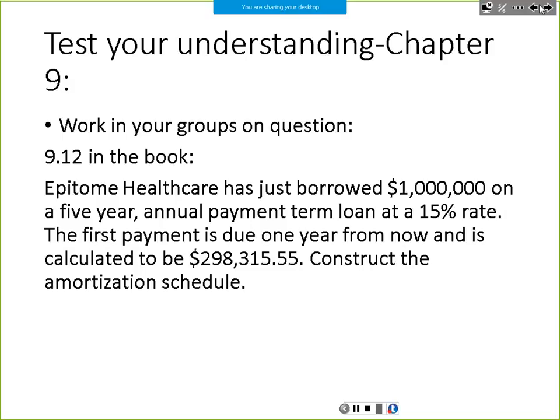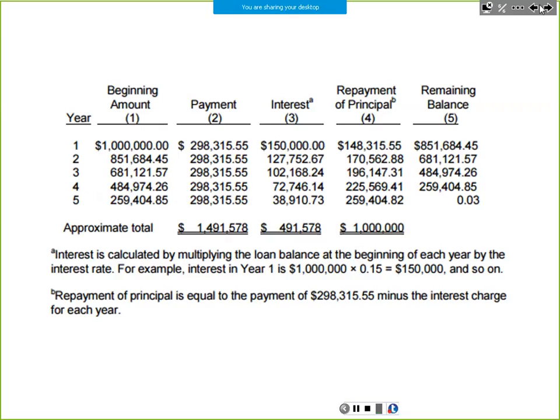Yes, 1 million times the 15% interest rate is 150,000. So the interest is 150K, and that would leave our principal at about 148,000. We have an ending balance because we subtract 148 from 1 million, and we'd have about 851,000.